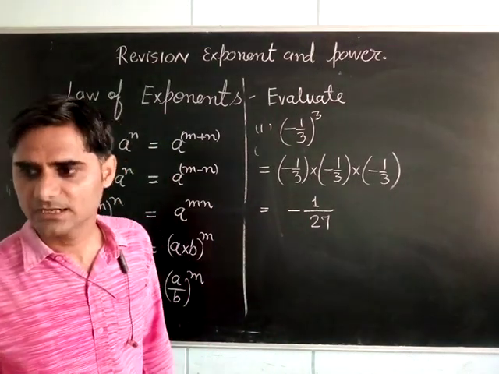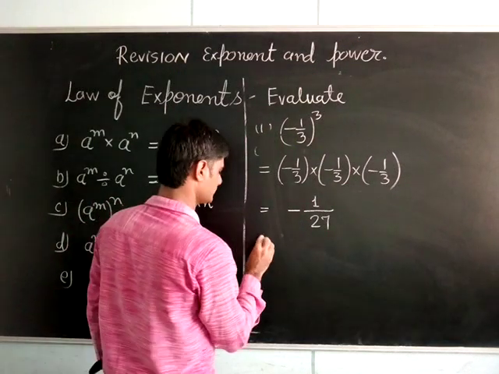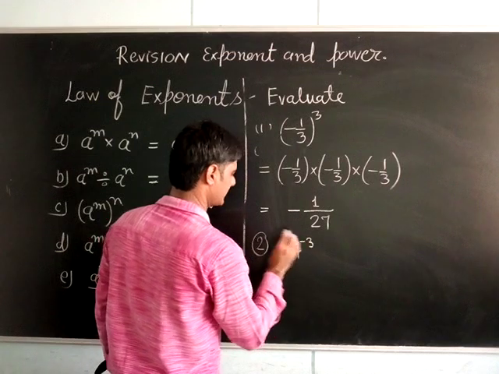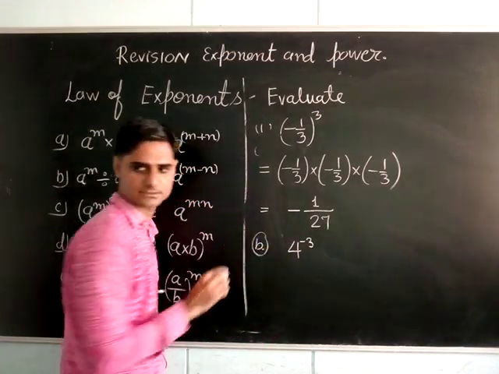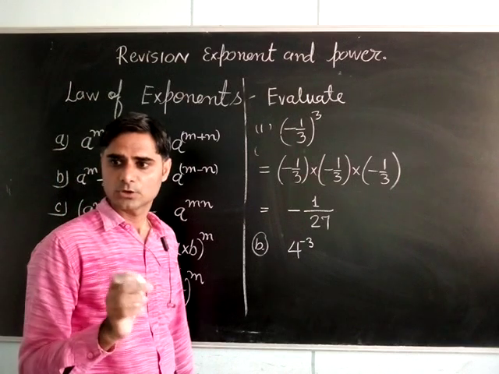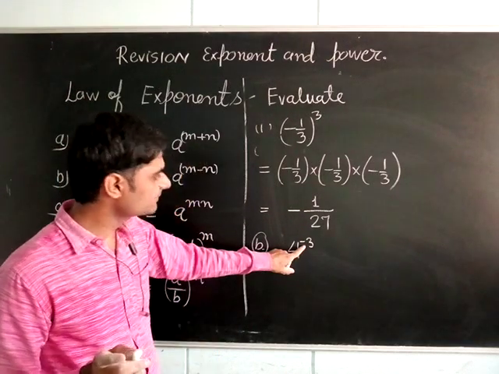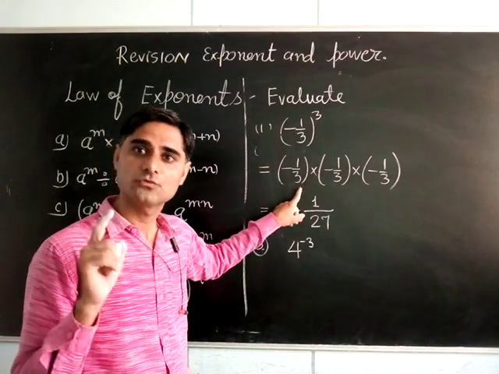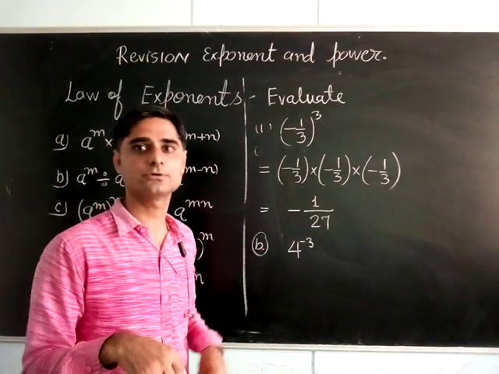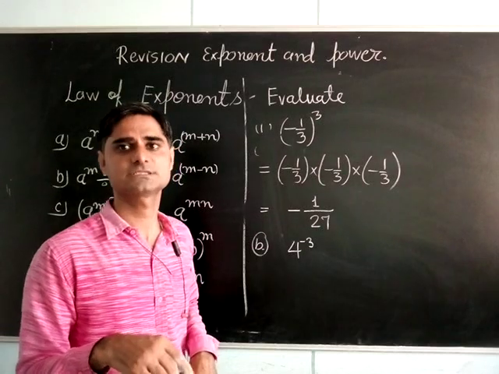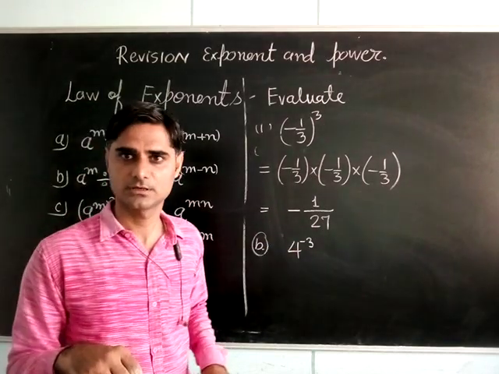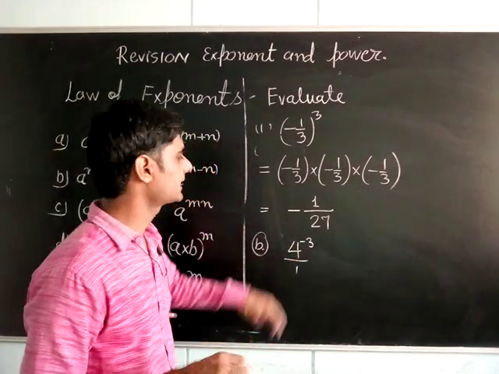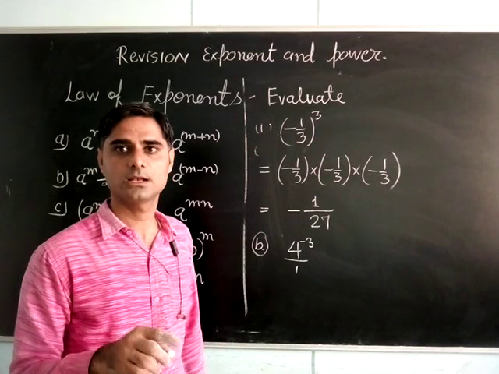One more question is there. Number 2 of the same, that is 4 power minus 3. You may say this is D, right? Yes, this is D. 4 power minus 3. When the power is negative, we cannot write in this form. So first we will have to change it into fraction form or simple form or positive notation. Positive power, how to make positive power? We can take the reciprocal and the sign of the power will change.